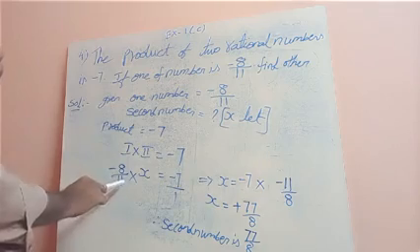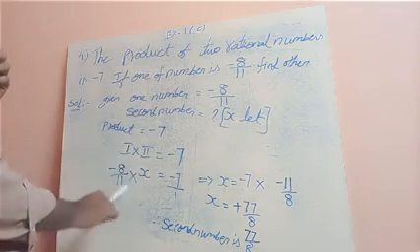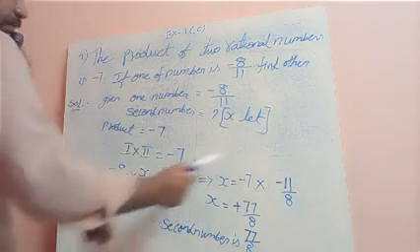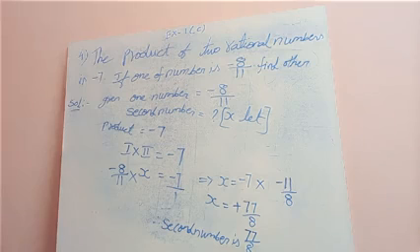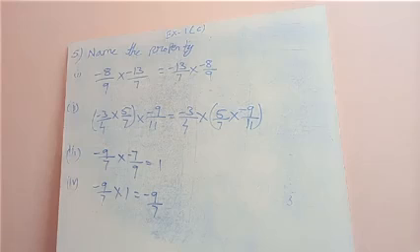This we do with the reciprocal. The whole fraction will become its reciprocal on the other side. So taking the reciprocal on the other side, 11 by 8. Cancellation gives 77 by 8. There is no cancellation for the sum. That is 77 by 8. The second number is 77 by 8.